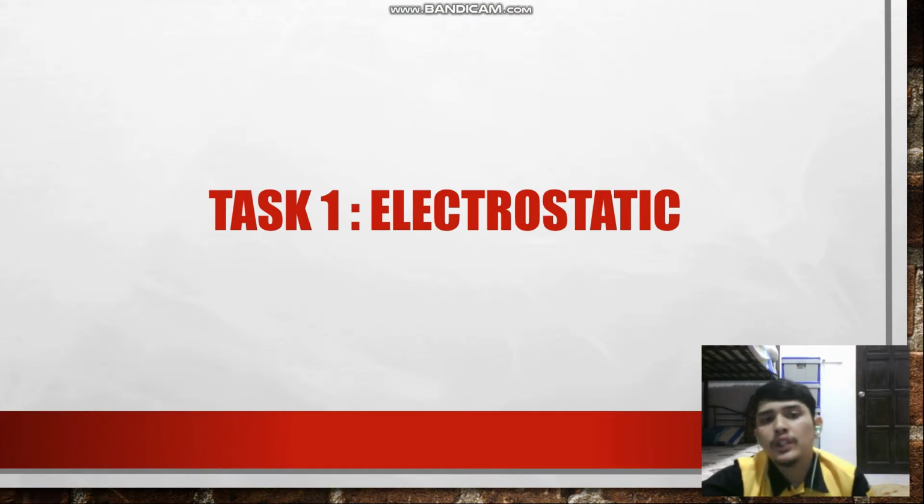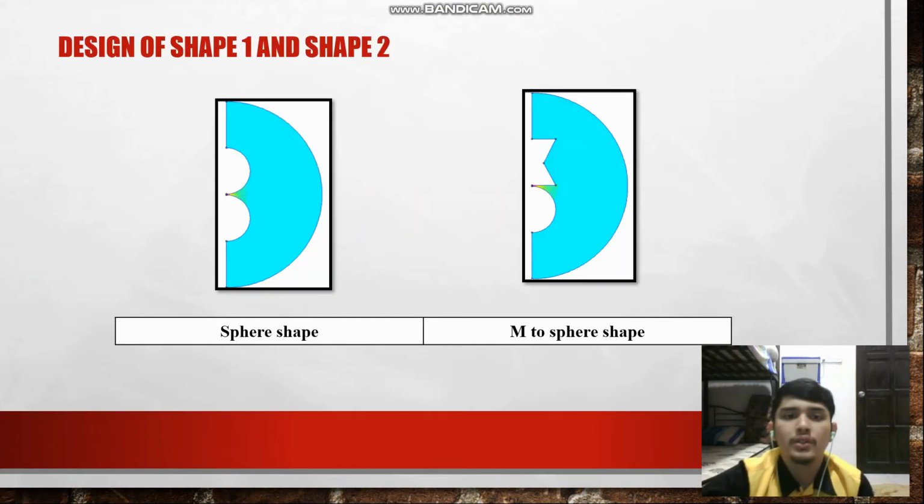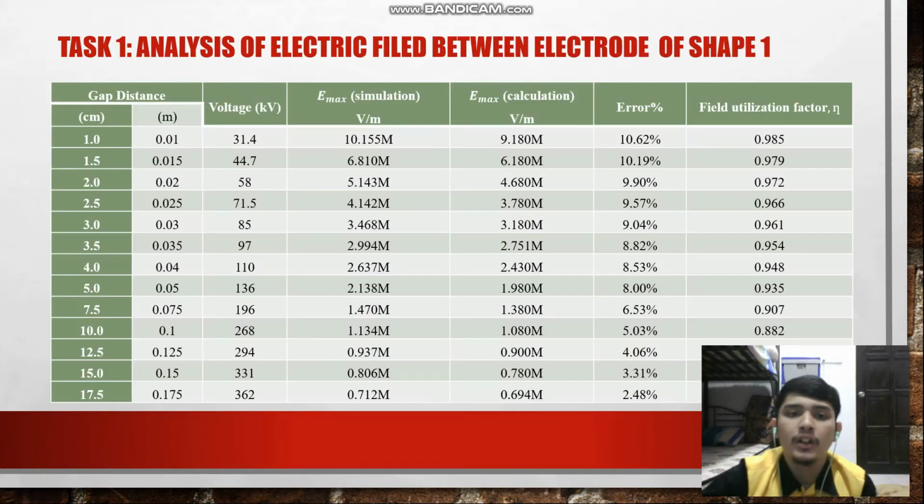For task 1, we need to analyze the electric field for the electrostatic case. We need to create two kinds of shape. Shape number 1 is the original one given to us in the task: a sphere-to-sphere shape with a 25 cm radius. For the open-ended design, we decided to create an M outline with a sphere, so we call it the M2 sphere shape for shape number 2.